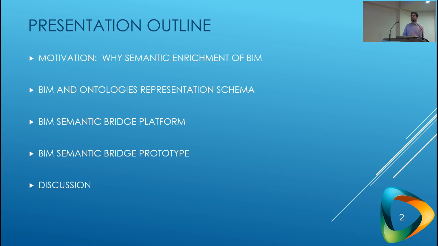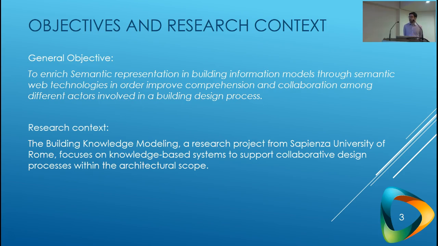We will then present the BIM Semantic Enrichment platform, this small application, this small platform that we created, and then the prototype of this platform. And then at the end we will have some discussion.